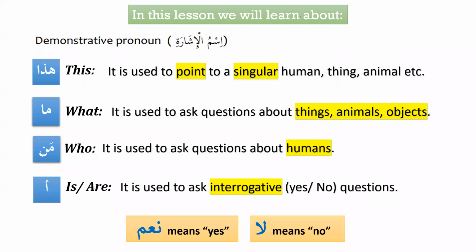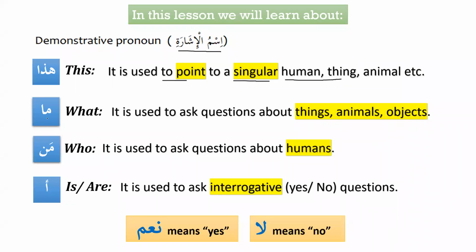So in lesson number 1, we are going to learn about the demonstrative pronoun, ismul ishara, and that one is haaza. Haaza means this, and it is used to point to a singular human, thing, animal, etc. So it is used to point towards something which is singular. It can be a human, it can be a thing, or it can be an animal.